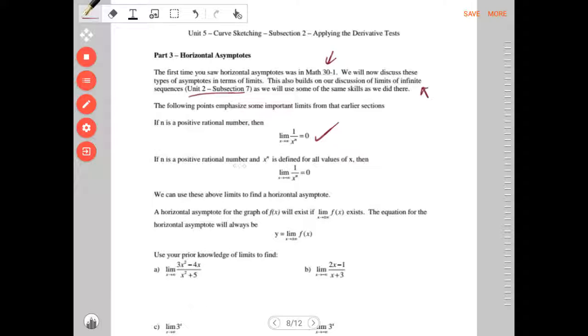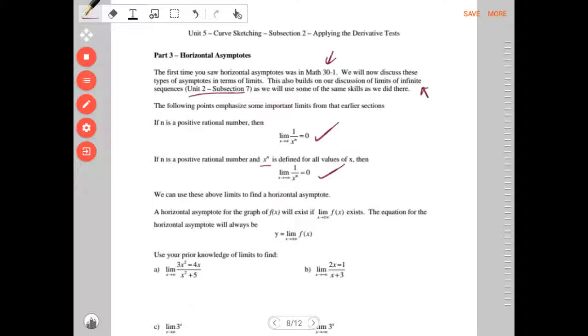If n is a positive rational number and x to the n is defined for all values of x, all this means is x approaches negative infinity. So remember, negative infinity, x is a negative number. So negative numbers to the n, that's just really big. Again, 1 divided by really big is 0. So those are two limits that are really going to help us.